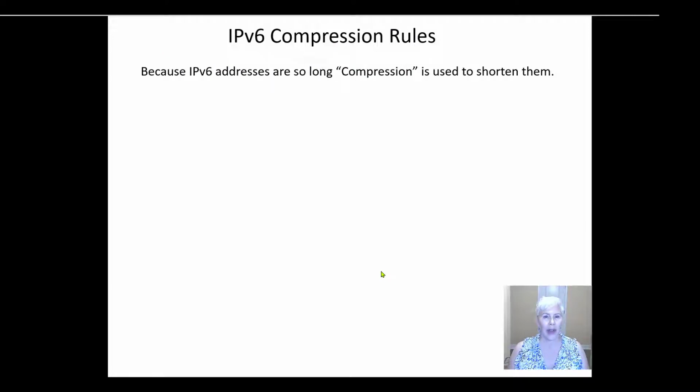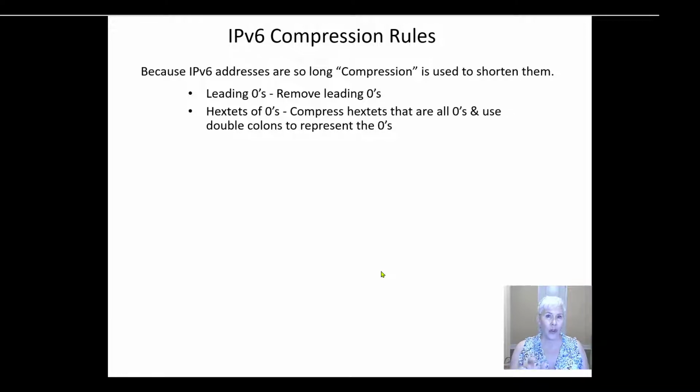Because IPv6 addresses are so long, IPv6 uses the rules of compression in order to shorten them. Let's review those rules. First of all, in an IPv6 address, you can remove the leading zeros from each hextet. It's important that you only ever remove the leading zeros. You cannot remove lagging zeros or zeros in the middle of two values. Otherwise, you have no way of knowing what the order of the address is.